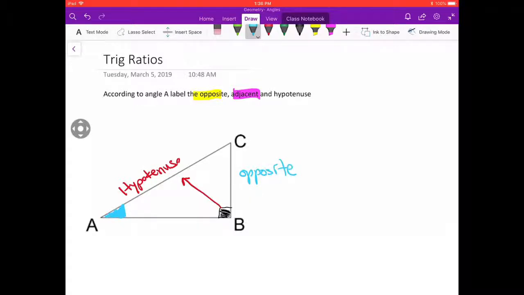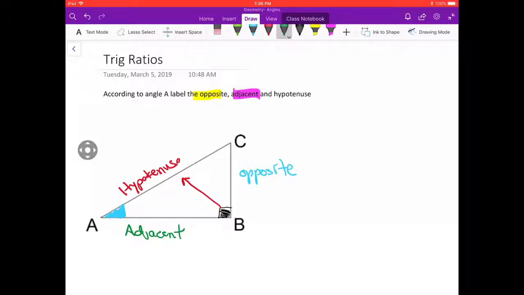And then the last one is our adjacent side. Now, adjacent is just a fancy word for next to. So which side is directly next to angle A? We're going to use this side down here as A to B. So this is going to be our adjacent side.